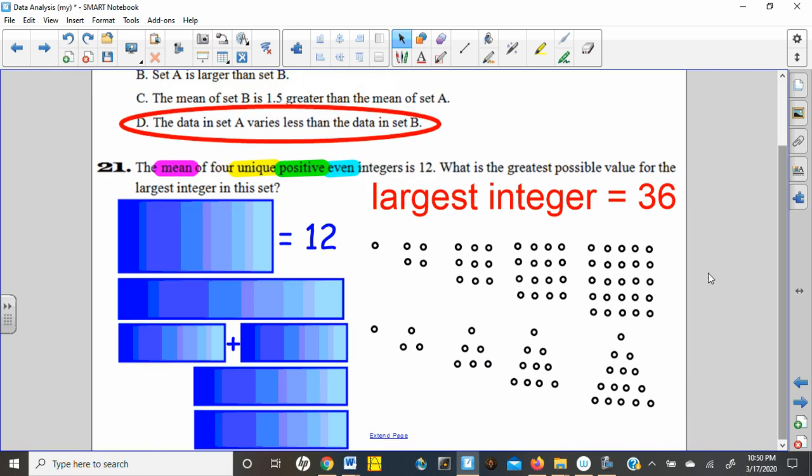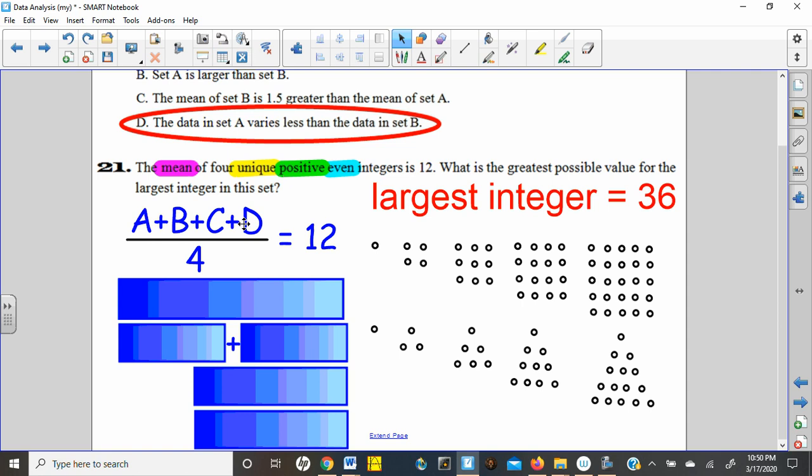21. This is probably the most fun algebra problem on here. The mean of 4 unique positive even integers is 12. So let's just call our integers A, B, C, and D. Now, unique means different. There can't be any duplications. Positive means above 0, and even means that they have to be 2, 4, 6. They have to be divisible by 2.